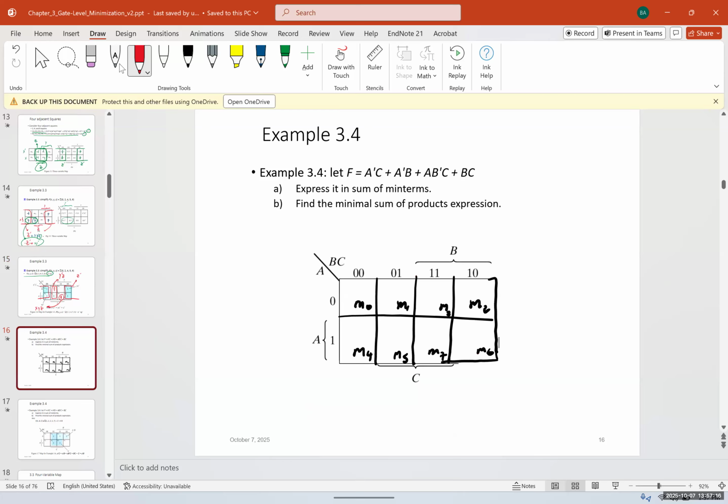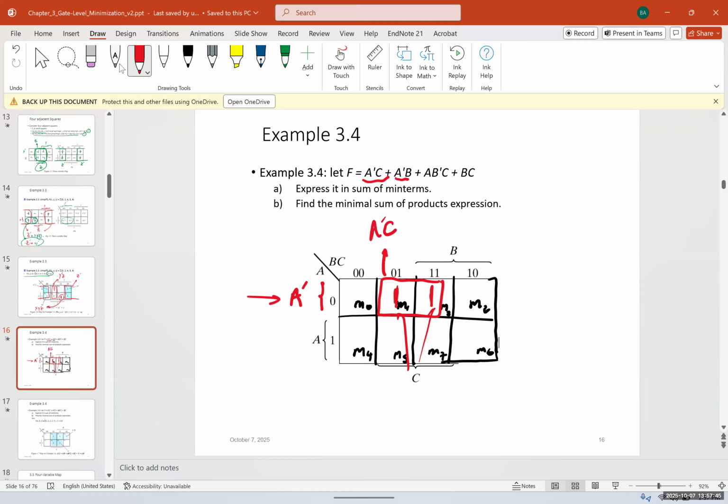So for this one, I want to find a prime c first. A prime is in this row, so I'm sure that it's in the first row, and c is these 2. And by the way, I have 2 literals, so I would have a pair of 2. So this is going to be my a prime c.